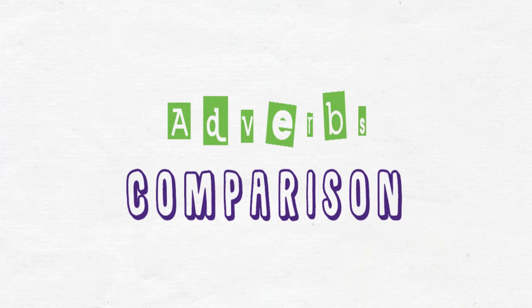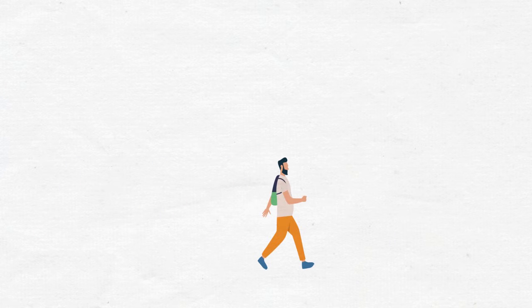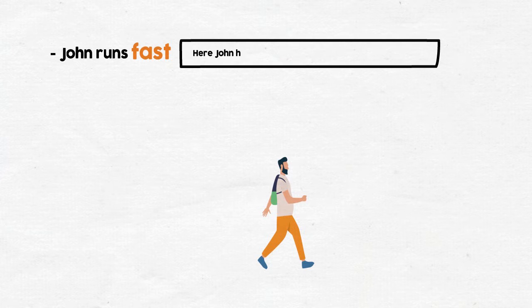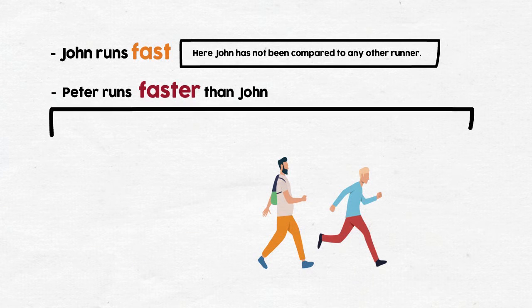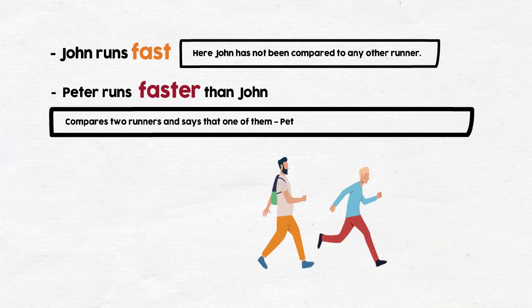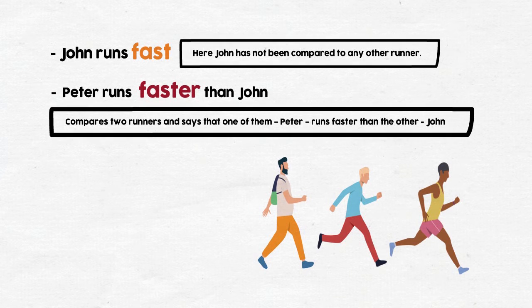Adverbs, comparison. John runs fast. Here John has not been compared to any other runner. Peter runs faster than John. This compares two runners and says that one of them, Peter, runs faster than the other, John.